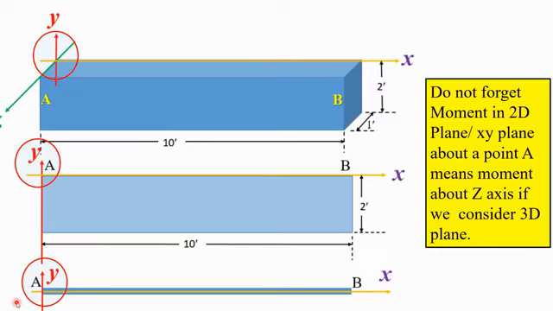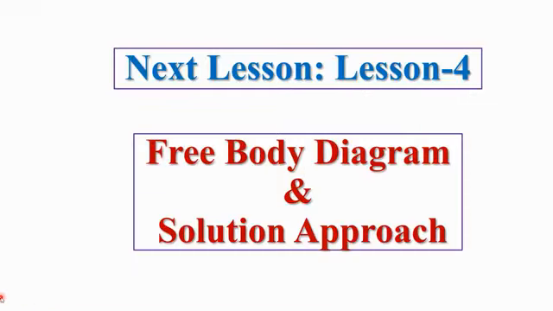Now, last but not the least, remember once we are taking moment about a point, it is in the Z direction. You will not require this now, but in level 2, you will need it. So here I want to clarify one thing: taking moment about a point means moment about the Z direction.